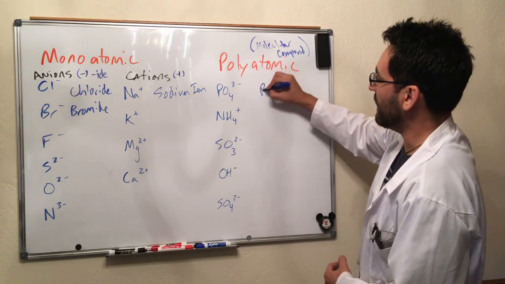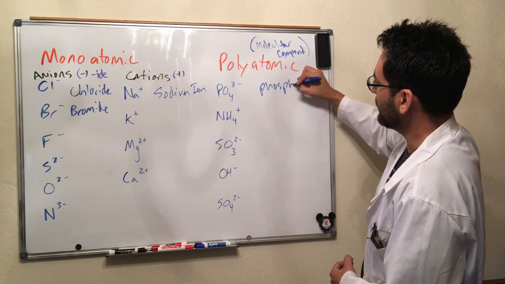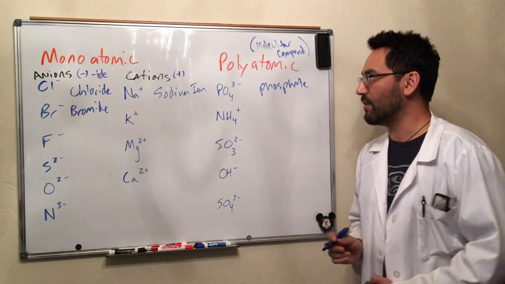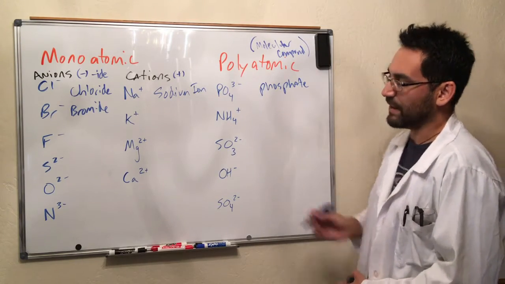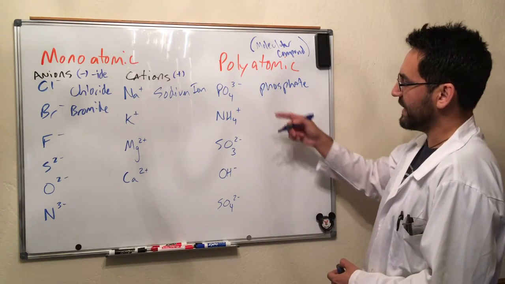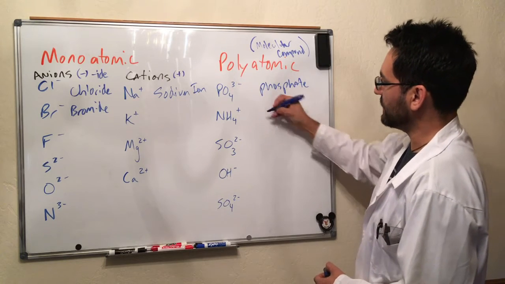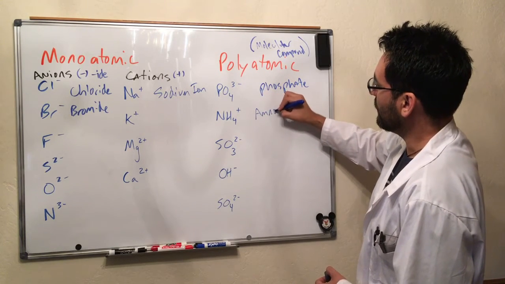PO4 3- is phosphate. Now, I'll do another video on the polyatomic ions where I can show you how to figure out some of the tricks. So for example, this is phosphate, this is ammonium.